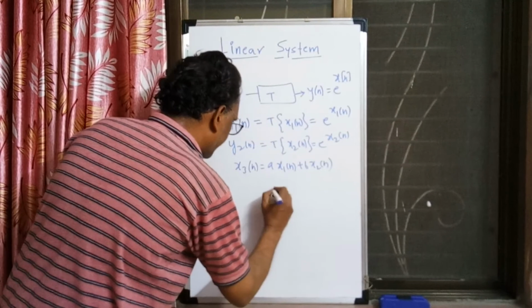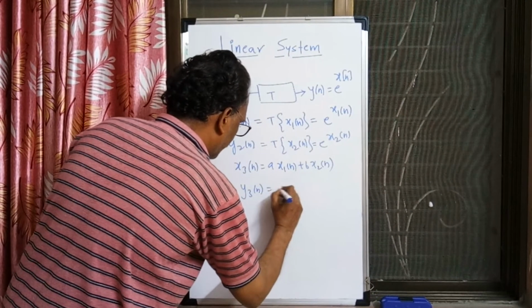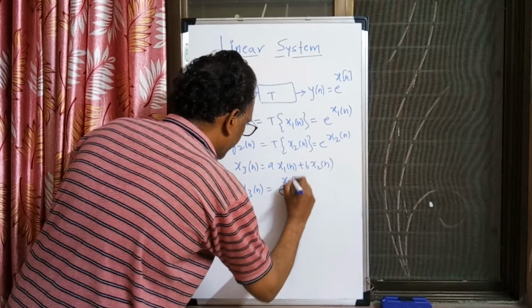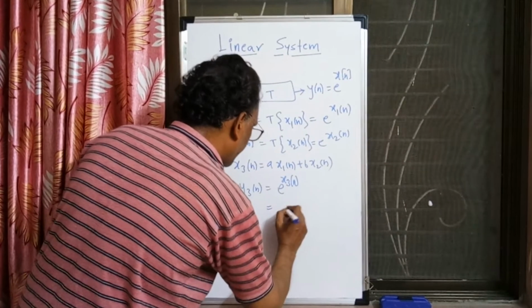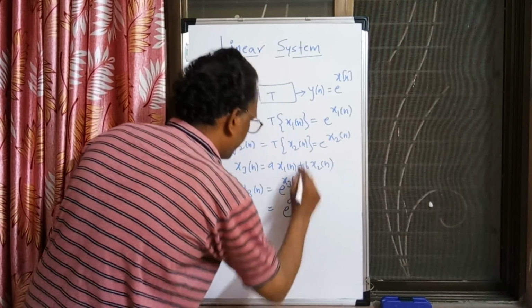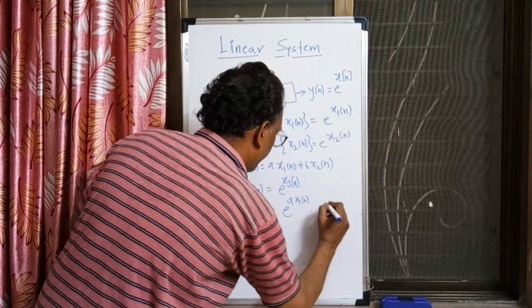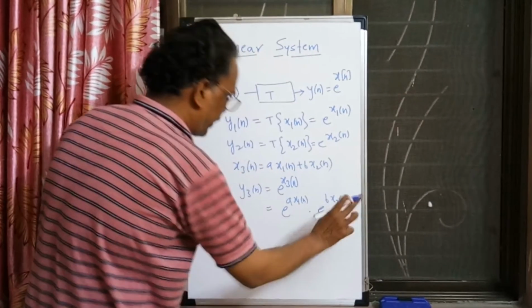So for e to the power x, the response y3[n] is equal to e to the power x3[n]. This is the response of the system when the input is x3[n], which is written as e to the power a x1[n] plus e to the power b x2[n]. There is an addition of powers when the base is the same.